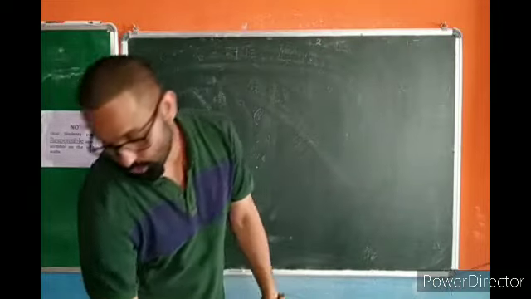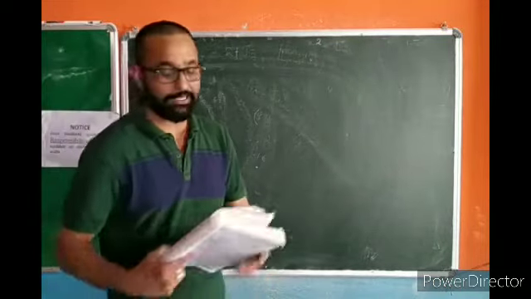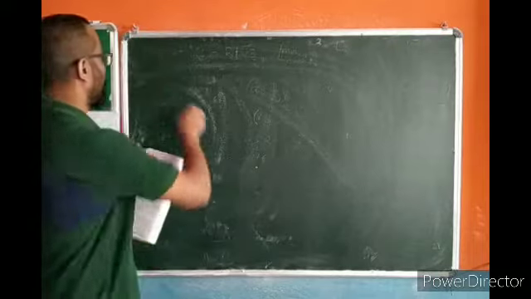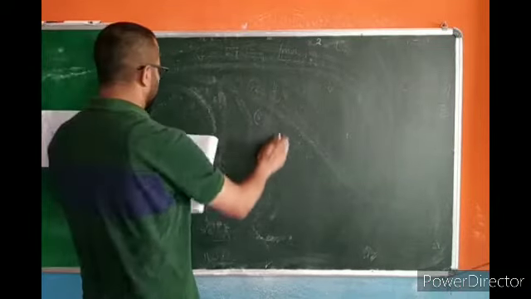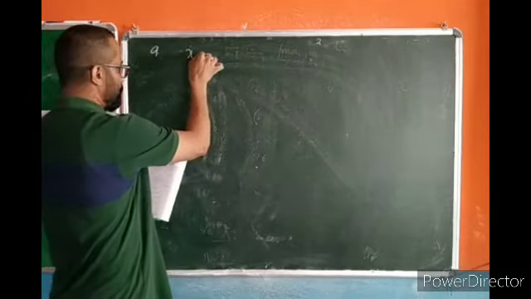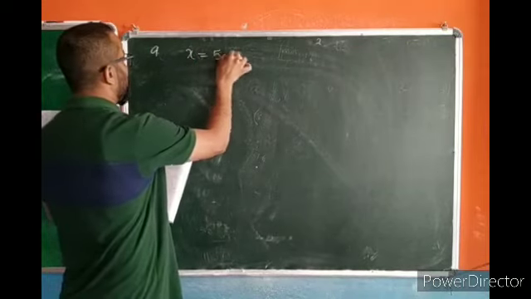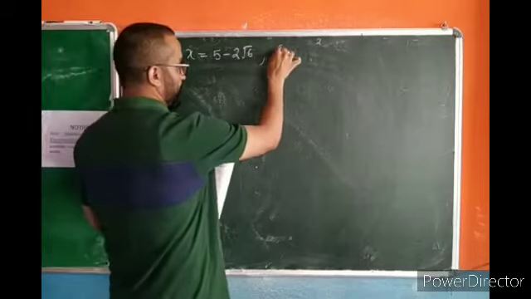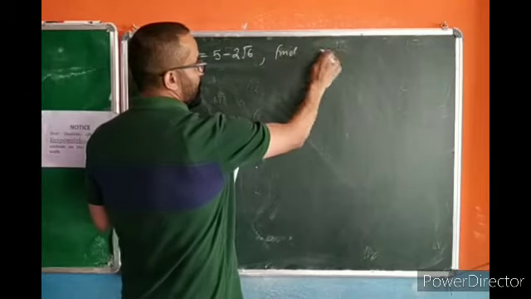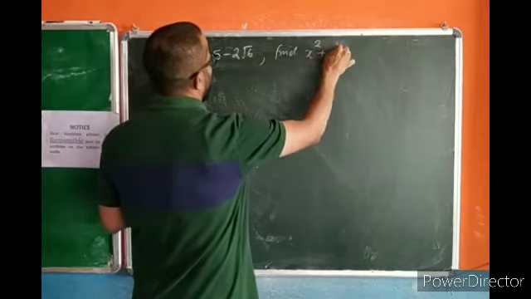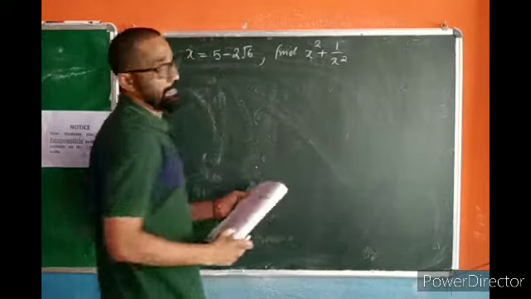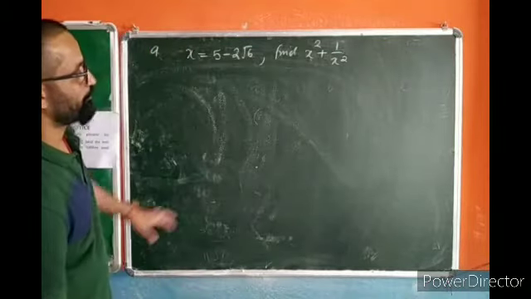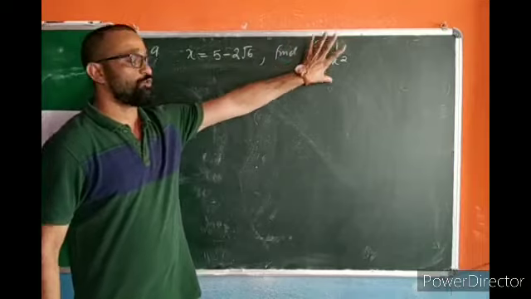Look at question number 9, a similar sum. Question number 9 says that x equals 5 minus 2 root 6. Find x squared plus 1 by x squared. You cannot directly calculate this value. You cannot. So what do we do?